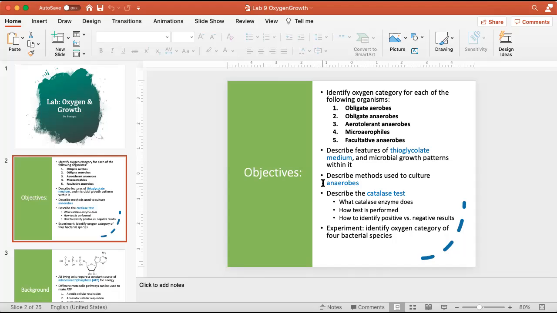We're going to talk about a couple of culturing methods. So not necessarily media, but methods that we use when we want to culture an anaerobic organism, an organism that we know doesn't use oxygen.